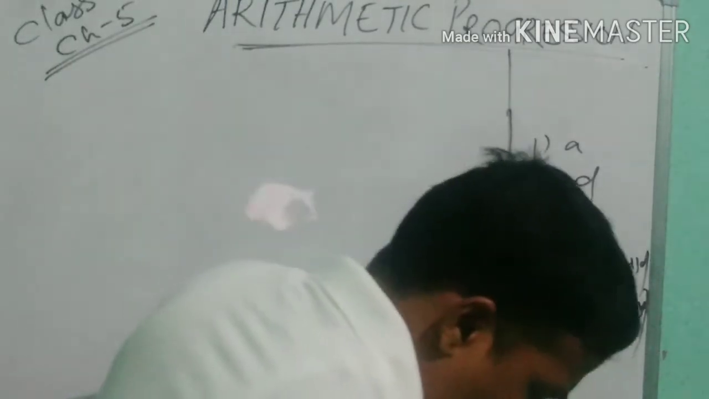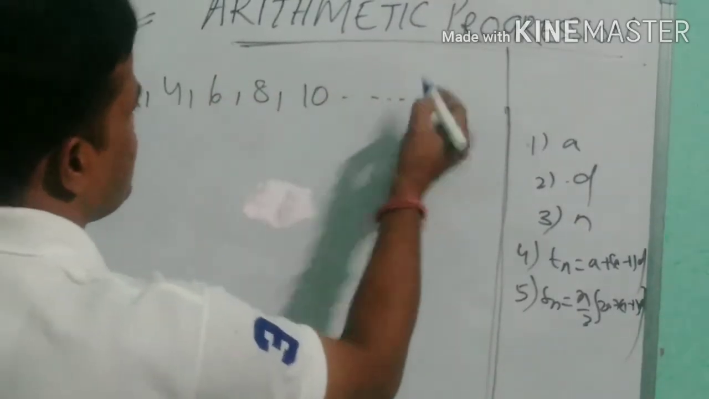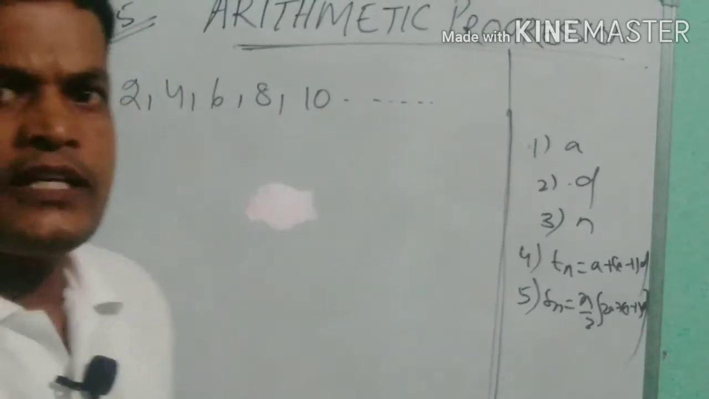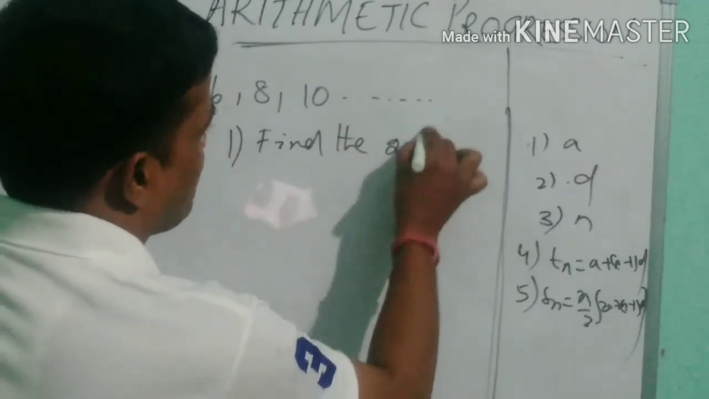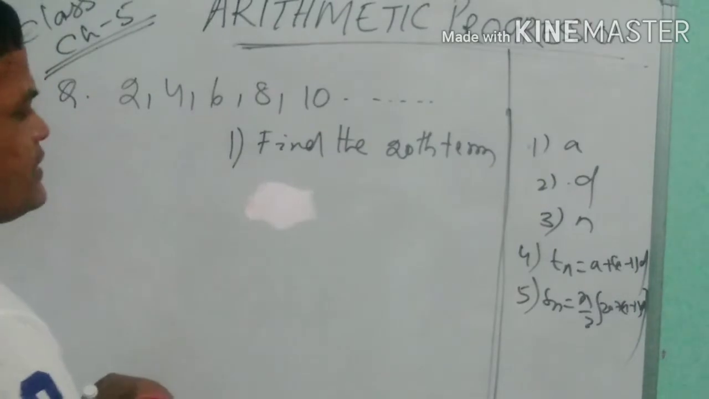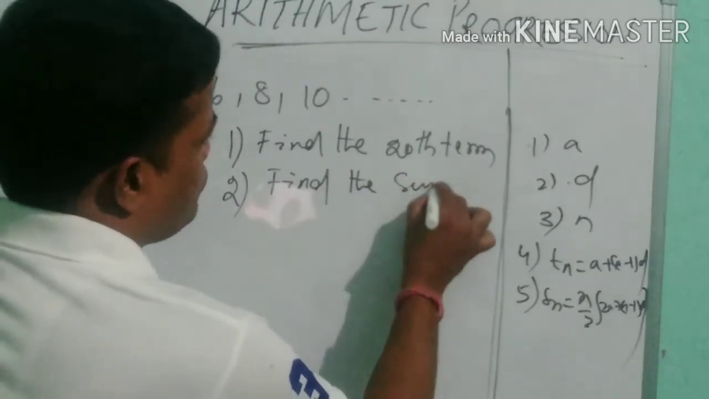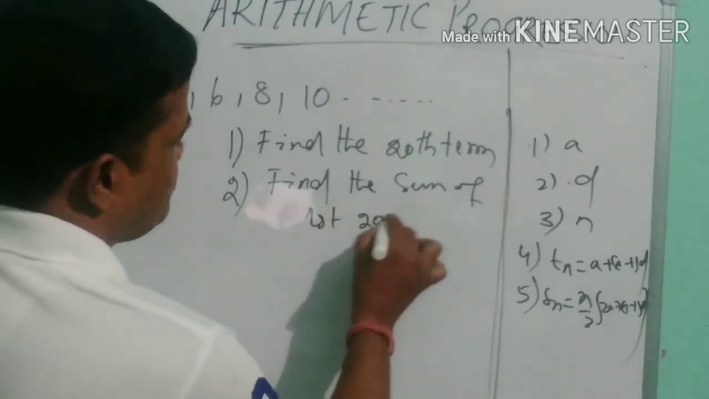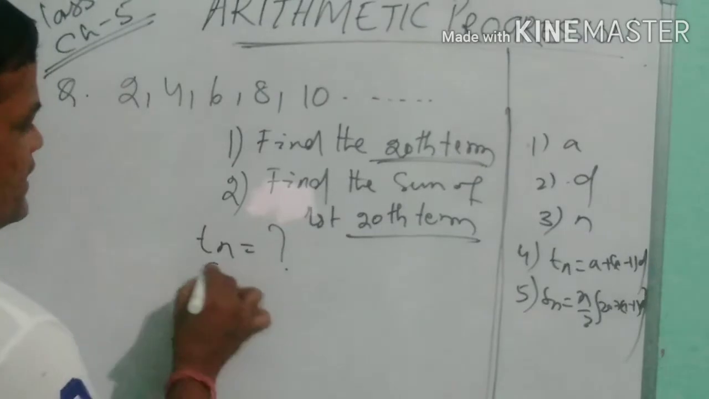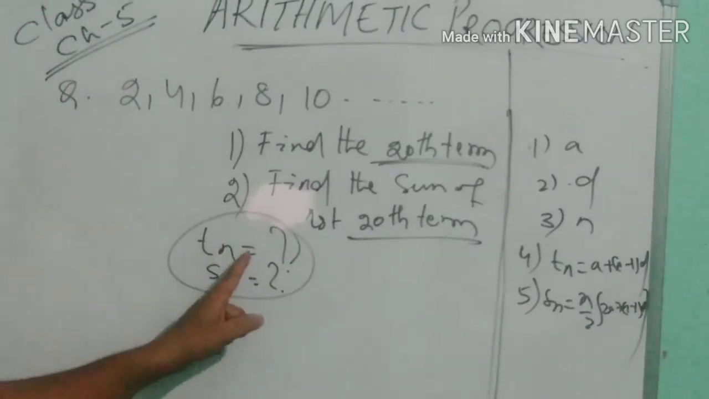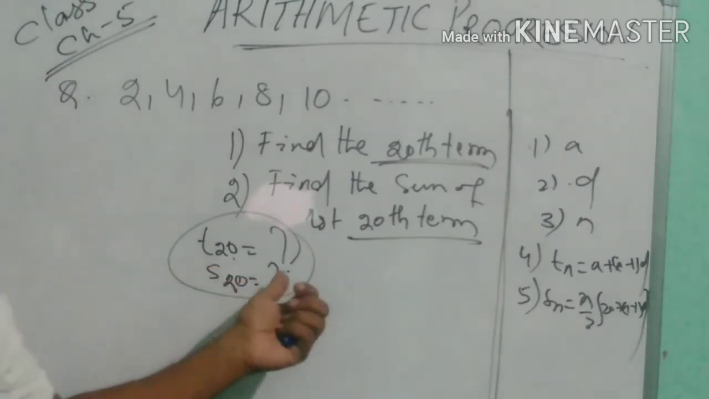So first, let us do a question. Suppose we are given an AP: 2, 4, 6, 8, 10 like this. In this question, friends, we are asked: number one, find the 20th term; number two, find the sum of the first 20 terms. That means we are going to find T20 and S20. What are T20 and S20?